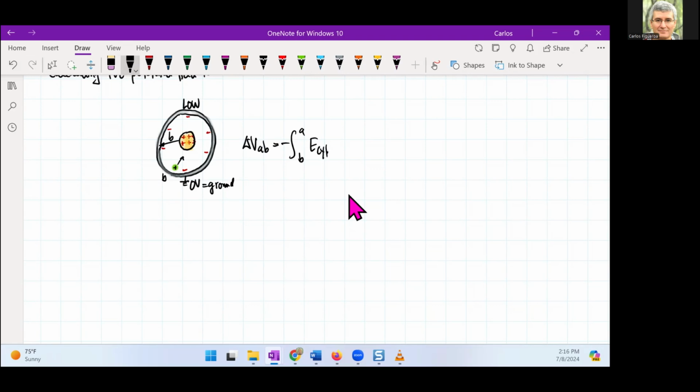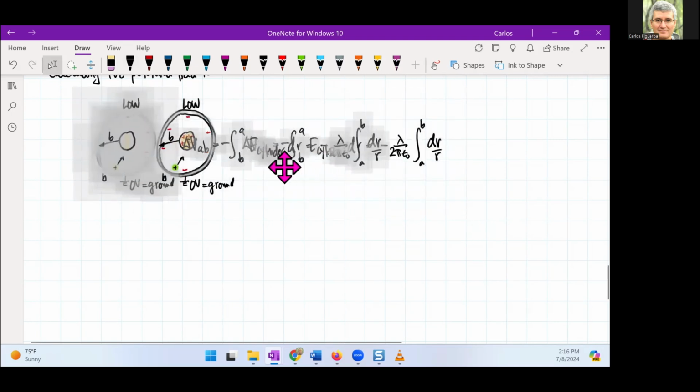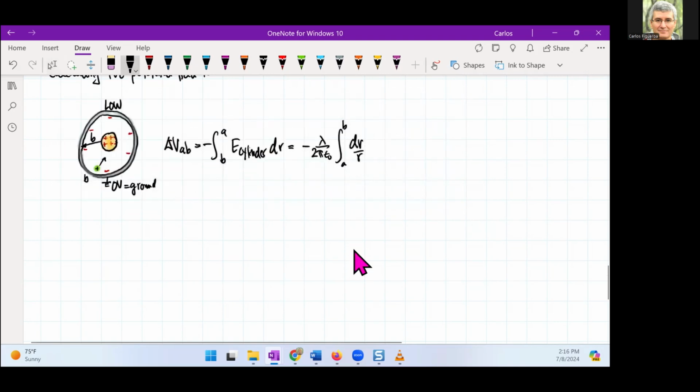But if I look at this, this is just a wire. So this is minus lambda over 2 pi epsilon naught, times the integral of dr over r, from A to B. Now, you might recognize that this is a natural log function. So if I integrate this, I'm going to get lambda over 2 pi epsilon, and then the natural log of B over A.